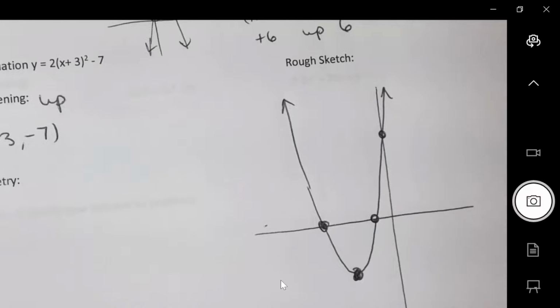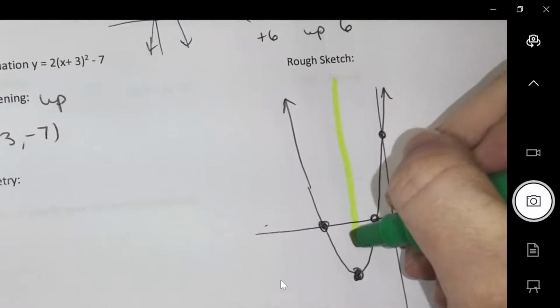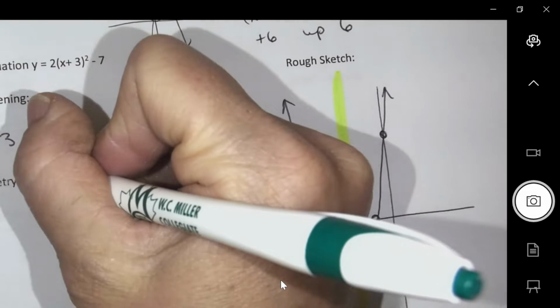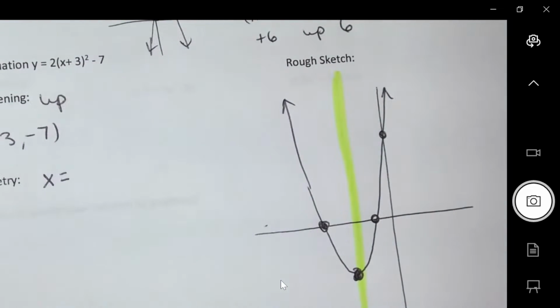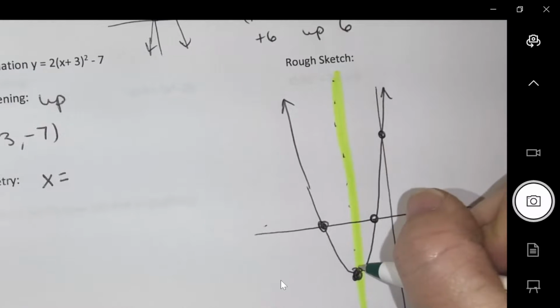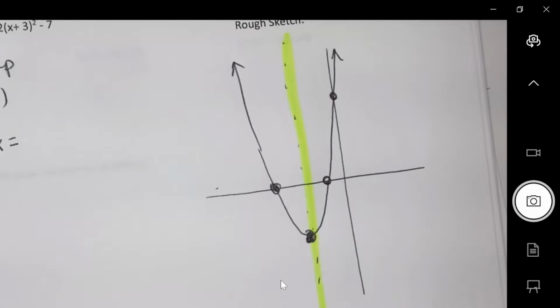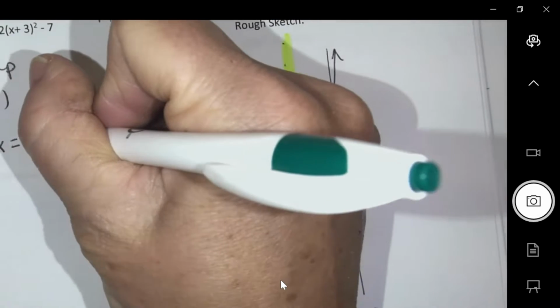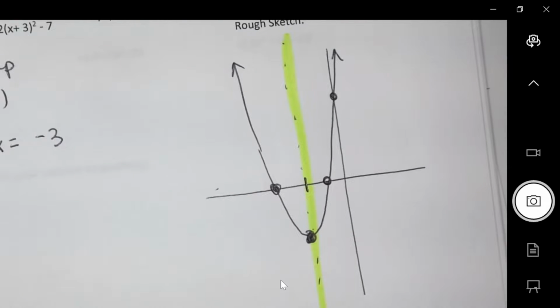Okay, the axis of symmetry is if we could cut it in half. So that's where I could cut it. Now this is important. You have to write x equals, because remember vertical lines are x equal lines. So what is the x value anywhere here? What is the x value that we're going through? Should match the vertex, right? The -3.